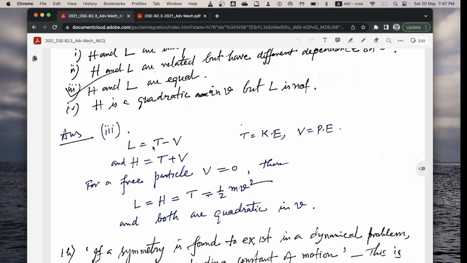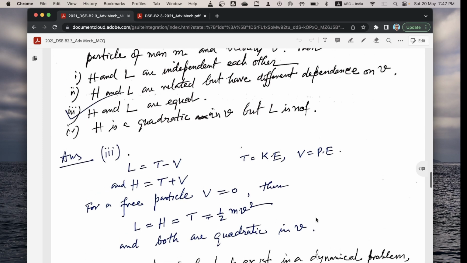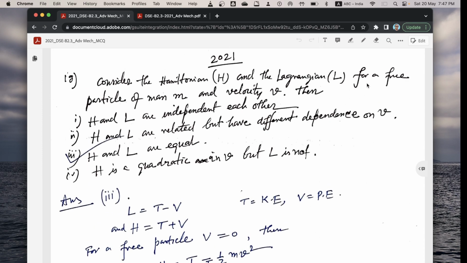Here the Lagrangian L equals T minus V, where T is the kinetic energy and V is the potential energy, and the Hamiltonian H equals T plus V. For a free particle, obviously the potential energy V equals 0, then L equals H equals T, that is half mv squared, and both are quadratic in v. So for the Hamiltonian and Lagrangian of a free particle of mass m and velocity v, we get H equal to L.